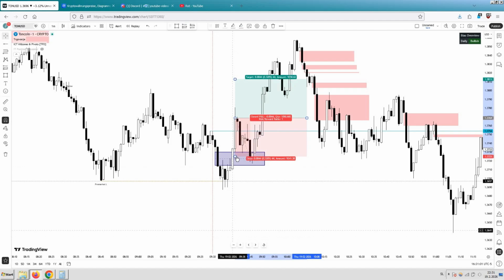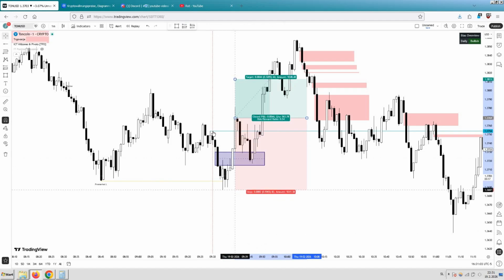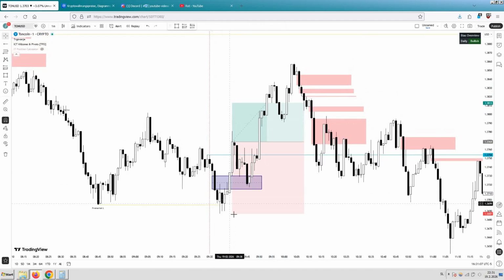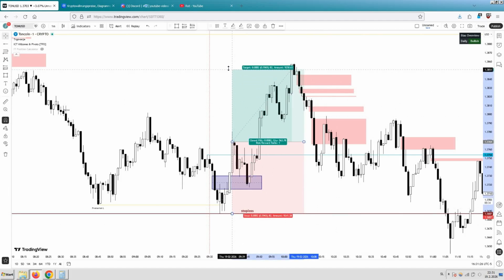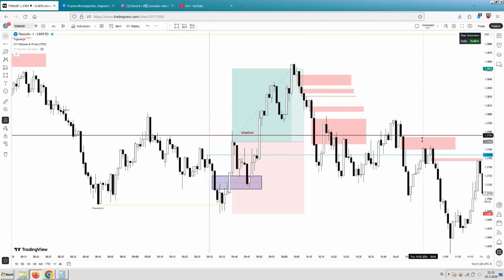Boom. Long, okay? Long, put it to 0.5, okay? Stop loss here below. Then target 0.5, okay? Here I would take half of my position out, but still keep my stop loss below. Then at 1 risk reward ratio, which is more or less here, I would put my stop loss to break even.